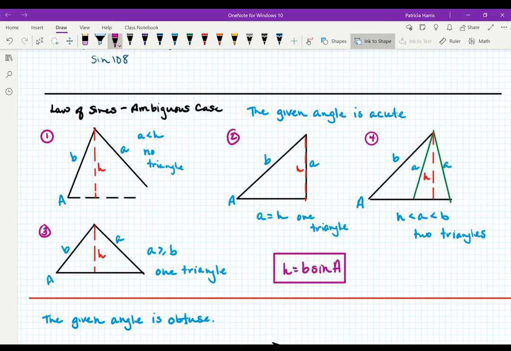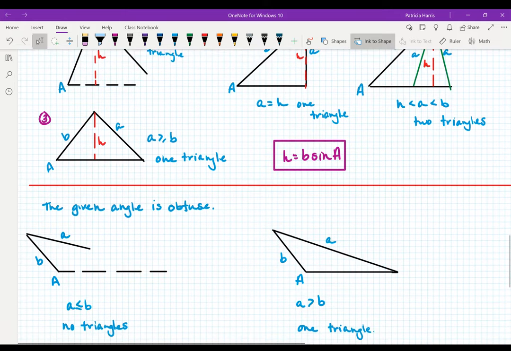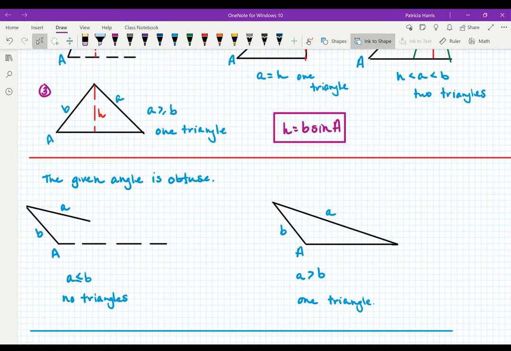Now, the situations get a little easier once A is obtuse. Remember, obtuse means greater than 90. When the given angle is obtuse, you only have two situations you can have. You can have no triangle, or you can have one triangle. Makes it kind of nice. Okay, so we're going to try a couple of examples just to kind of see what we're going at.